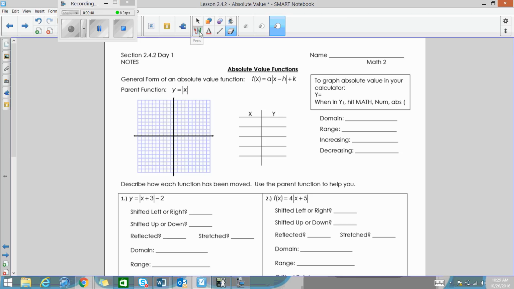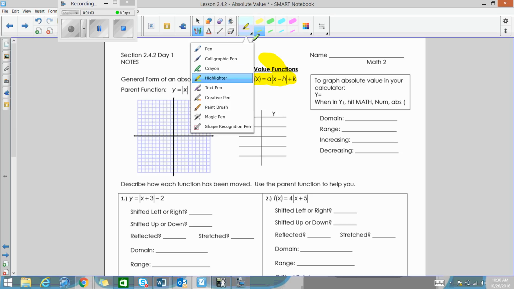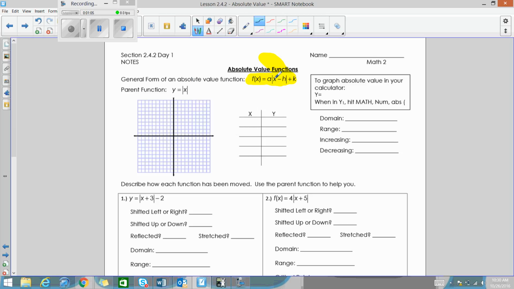So let's get started. This right here, up at the top, is the parent function. This is what the absolute value function looks like. So f of x equals a, and then these vertical lines here, that's absolute value. It's not a 1. They're not really parentheses. They're just big, long lines, and they're your absolute values.